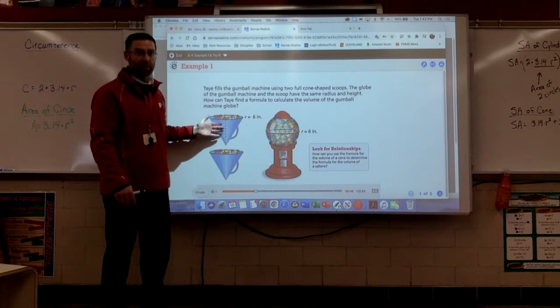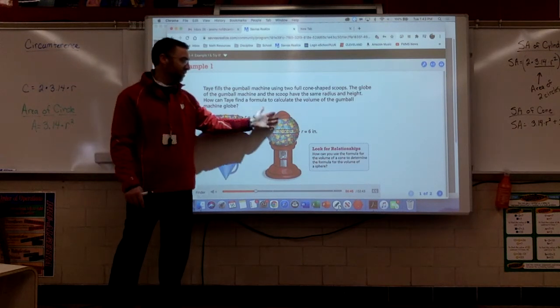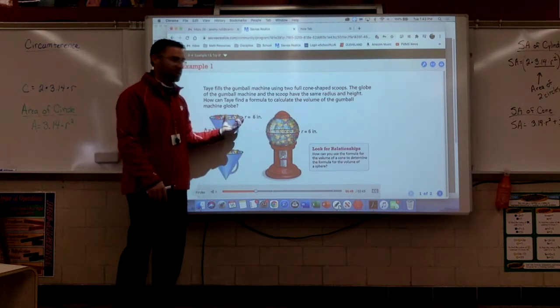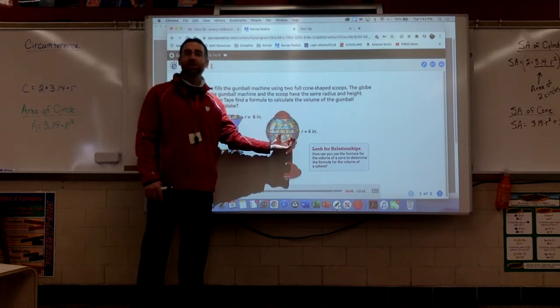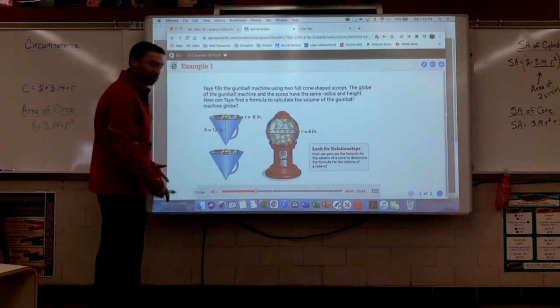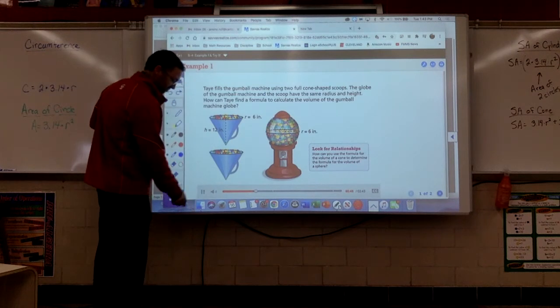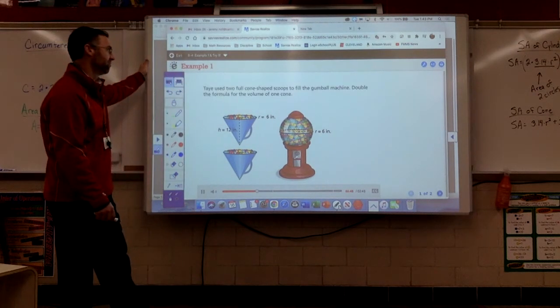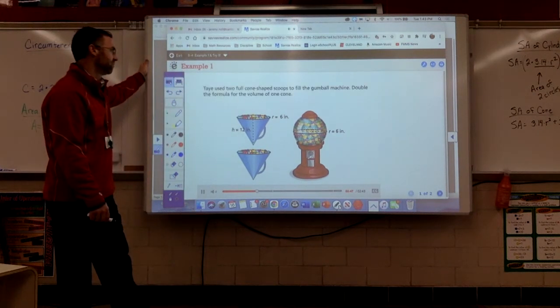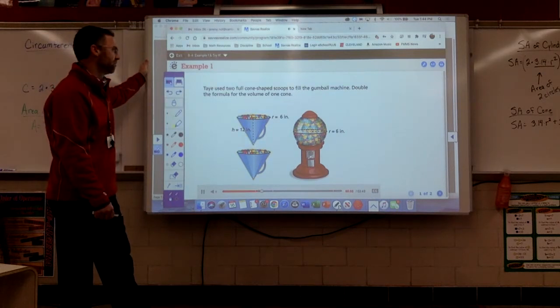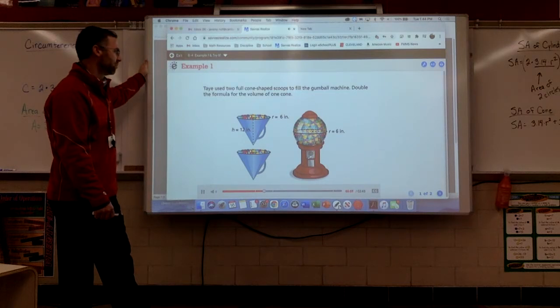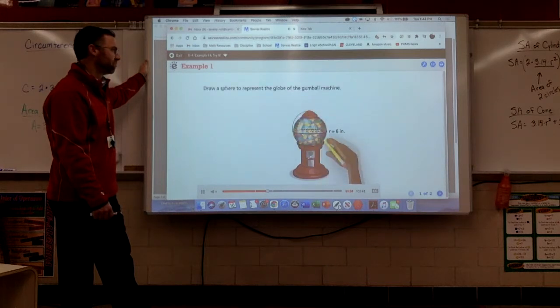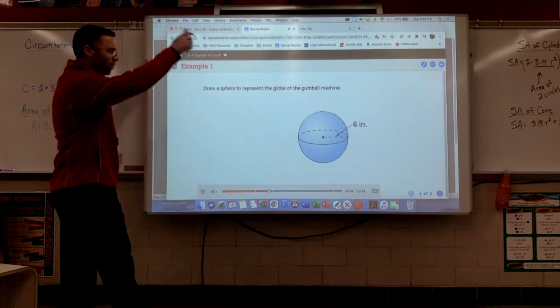We know the formula for volume of a cone. See how many of these will fit into this. Now these have the same radius as this sphere. So let's see. Tay used 2 cone-shaped scoops to fill the gumball machine. To find their combined volume, double the formula for the volume of one cone. We'll draw a sphere to represent the globe of the gumball machine.